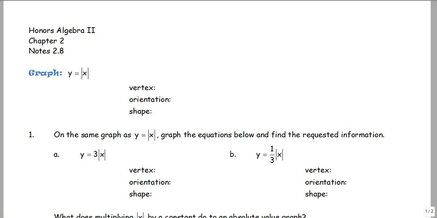Alright, welcome back, Honors Algebra 2. Hopefully you guys did well on your quiz. We're going to start talking about absolute value graphs.